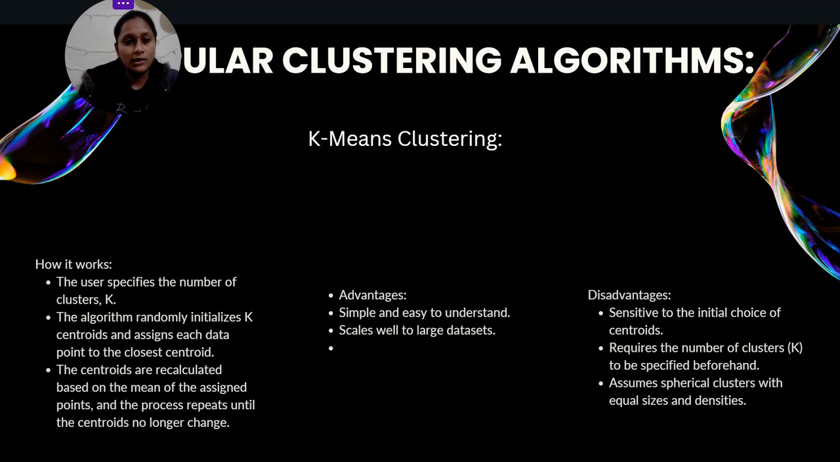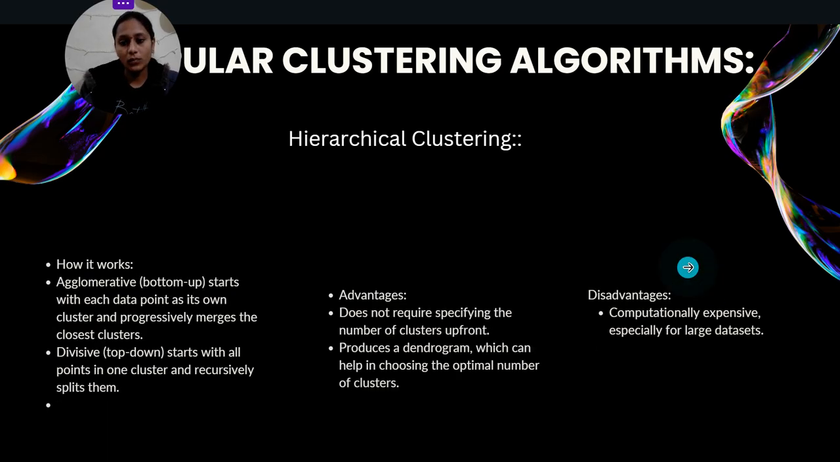Now, here are some of the disadvantages of this clustering. Now, let's discuss them one by one. First, it is sensitive to initial choice of centroids. Second, it requires a number of clusters to be specified beforehand. Third, it assumes spherical clusters with equal size and densities.